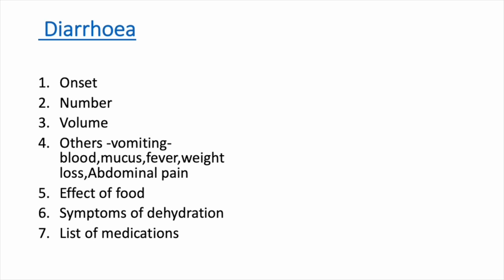Again, you go by the 7-dimension analysis. In addition, you may ask about how was the onset, how many times they are passing, what is the volume, whether there is any vomiting. Presence of blood and mucus is very important because blood and mucus means it's dysentery and indicates usually a large bowel. The presence of fever, weight loss and abdominal pain is important. What is the effect of food, whether taking food increases it? So the effect of food should also be asked for.